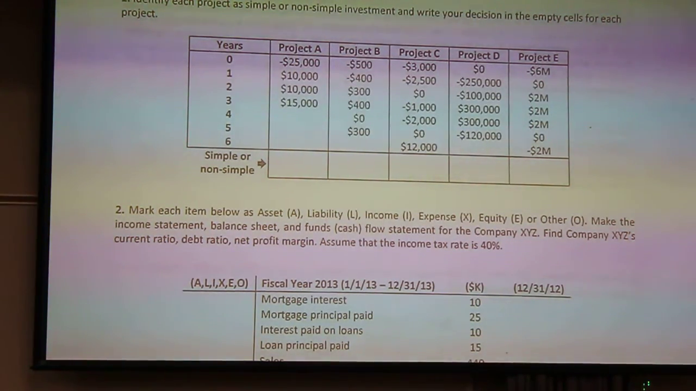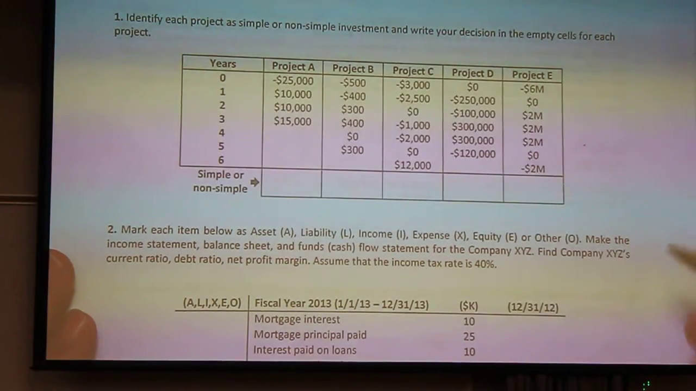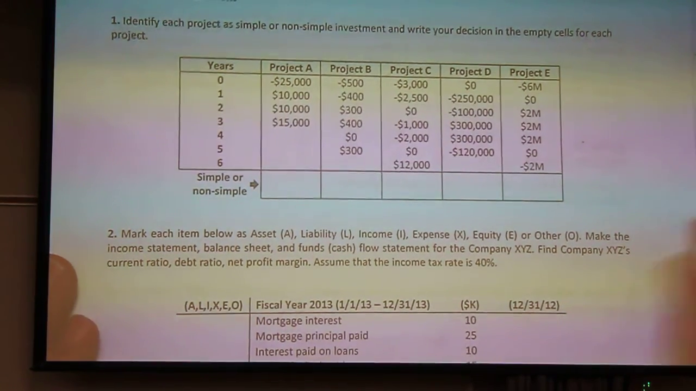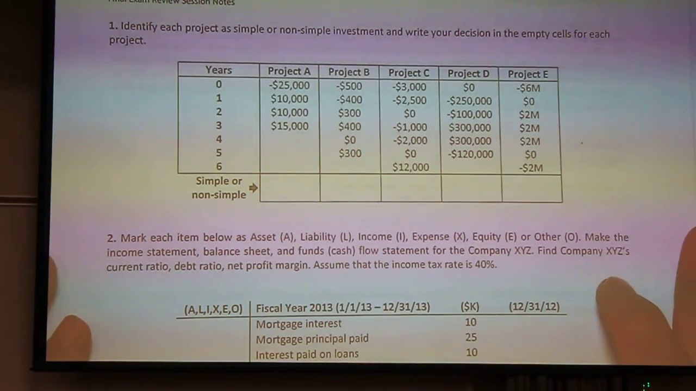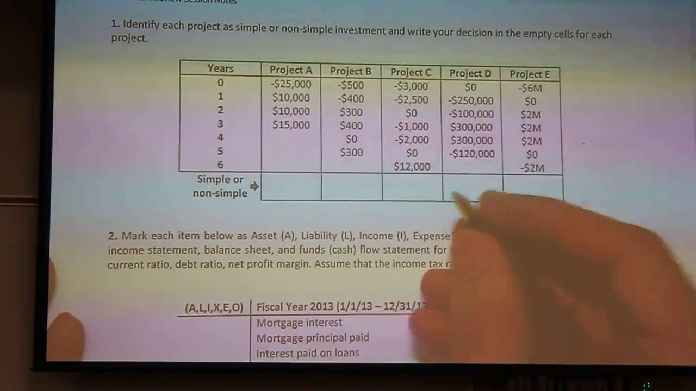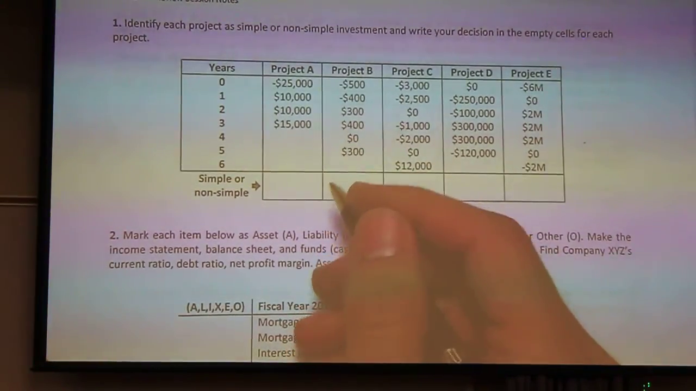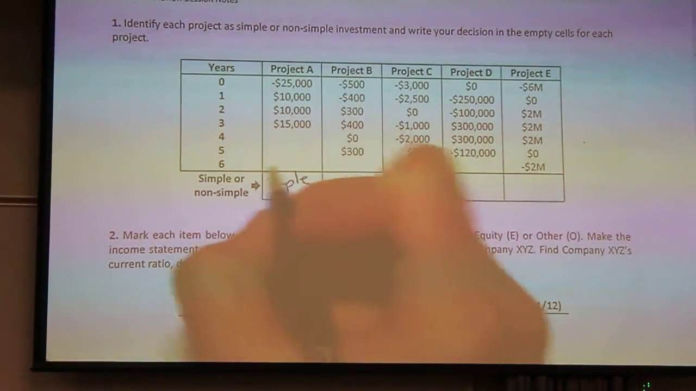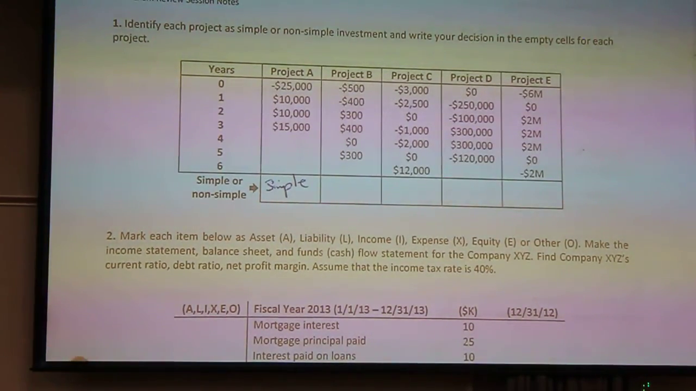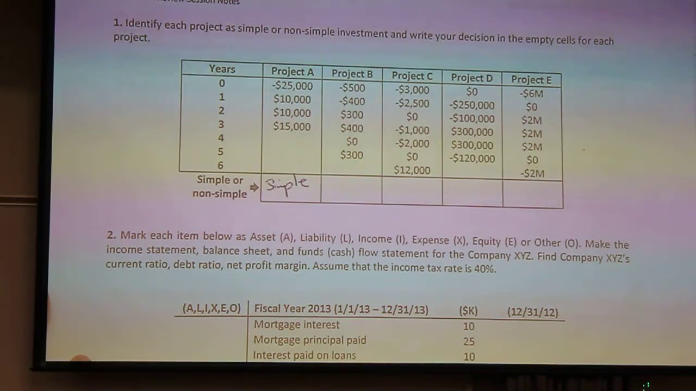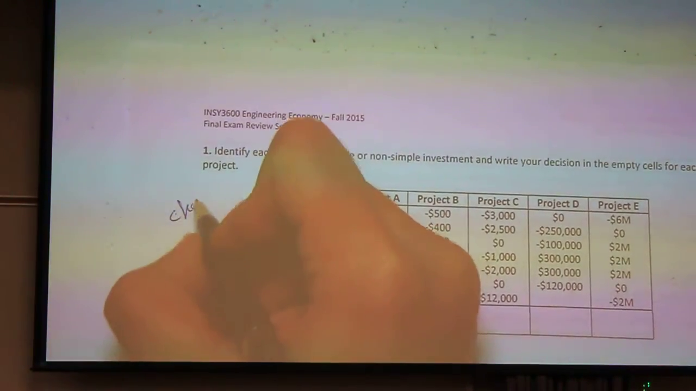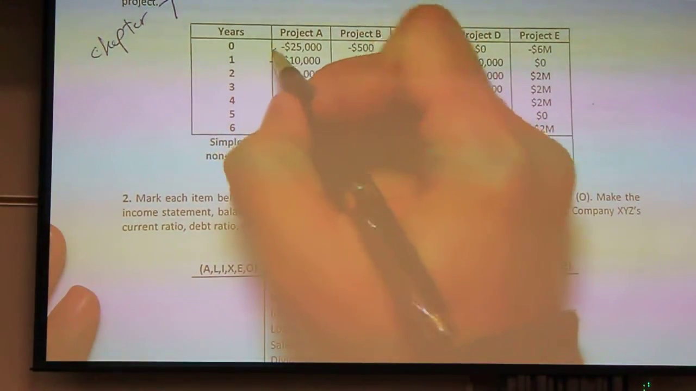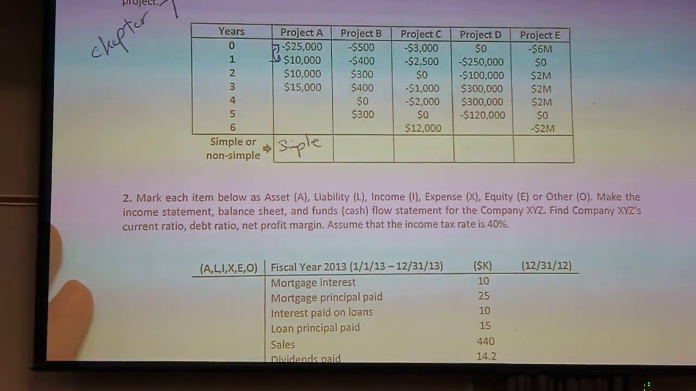Okay, let's do this. Project A. First one, identify each project as simple or non-simple investment and write your decision with empty cells for each project. So how many projects do we have? 5 projects. First project, project A. Is that simple or non-simple? It's simple. Why? One sign flip, right? From negative to positive, from year 0 to year 1. Do you remember chapter 7, guys? So this one is simple because we have only one sign change from year 0 to year 1.